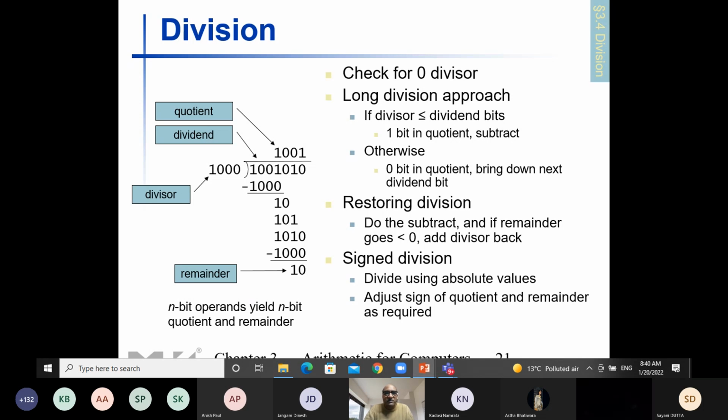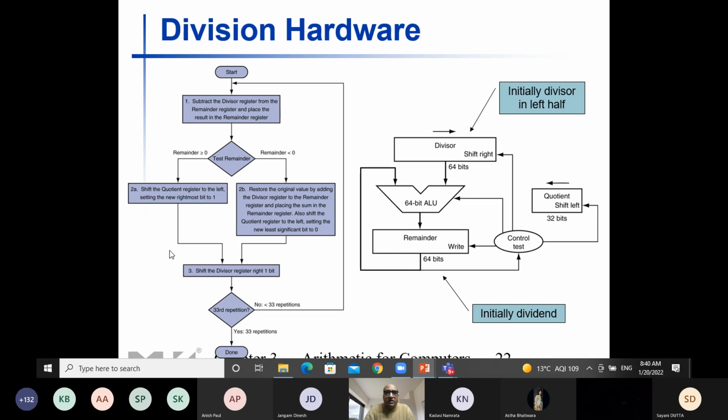While subtracting, we have to see whether the divisor is smaller than the value we are subtracting from. These things have to be checked, and for that we need to perform the subtraction. Based on the result of the subtraction, we decide whether the divisor can be subtracted, or we need to wait, or we have to restore and do something again. This is the flow chart, the sequence of steps involved in the division process.